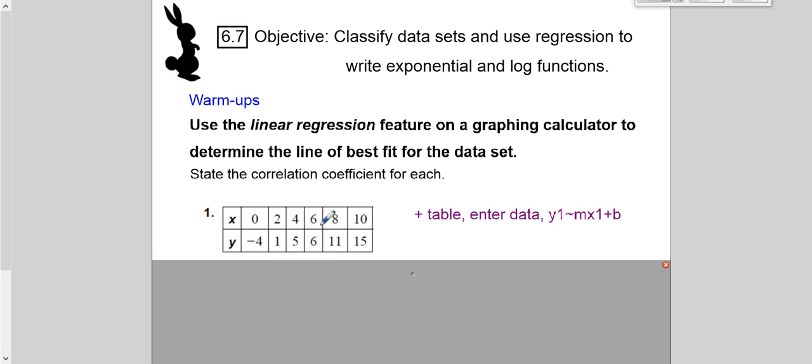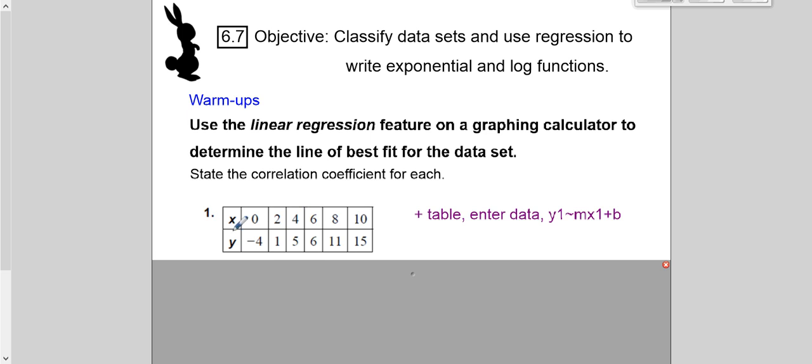If you have a graphing calculator, you're doing stat edit, put in your numbers, stat calc, and tell it which type to calculate. We're going to use Desmos.com, so we're going to add a table. We're going to enter our data and then tell it that we want it to approximate the equation for us by putting in y1 is approximately equal to mx1 plus b.